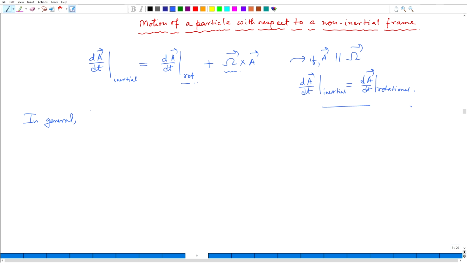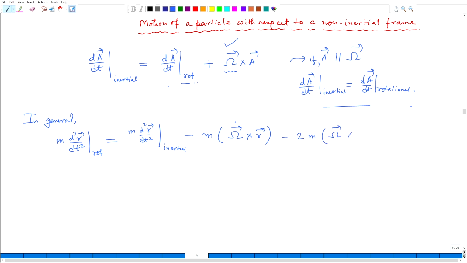But in general, we can write Newton's laws for a non-inertial rotating frame of reference moving with an angular velocity omega, which need not be constant, as m d2r/dt2 rotational equals m d2r/dt2 inertial minus m omega dot cross r, minus 2 m omega cross v, minus m omega cross (omega cross r).